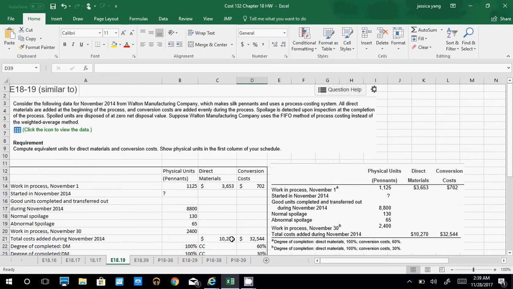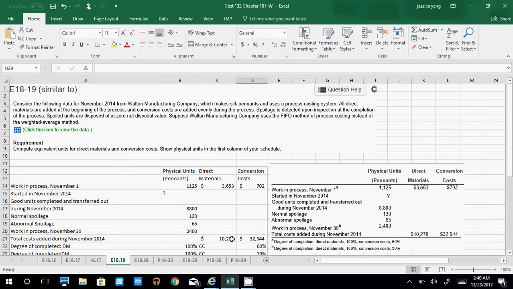In Chapter 18, Problem E18-19, we are given the following data for November 2014 from Walton Manufacturing Company, which makes silk pendants and uses a process costing system. All direct materials are added at the beginning of the process, and conversion costs are added evenly during the process. Spoilage is detected upon inspection at the completion of the process. Spoiled units are disposed of at zero net disposal value.